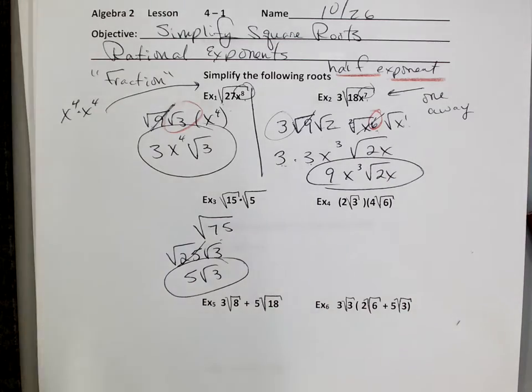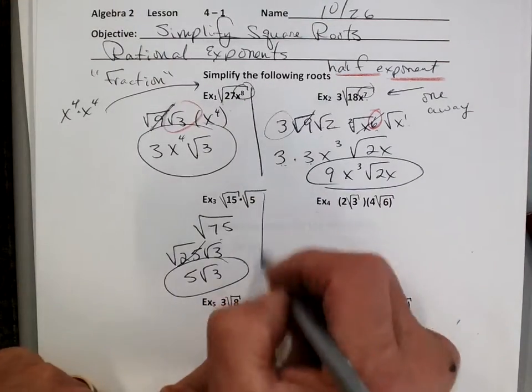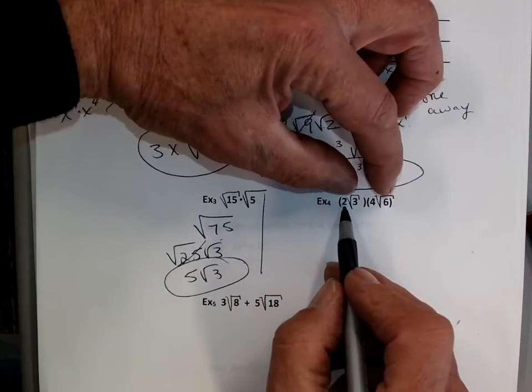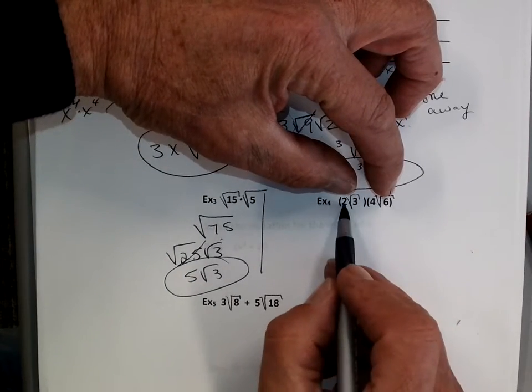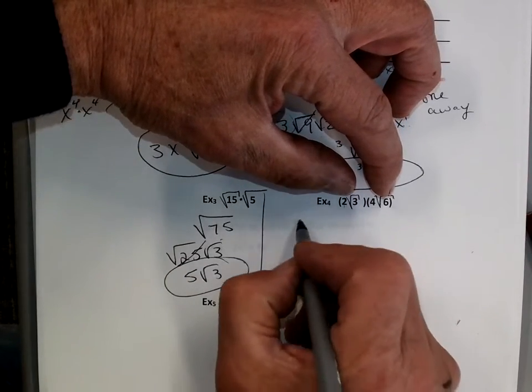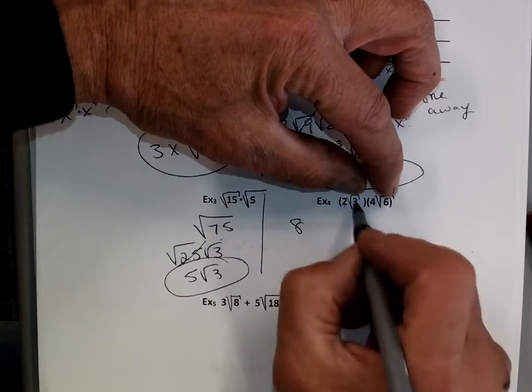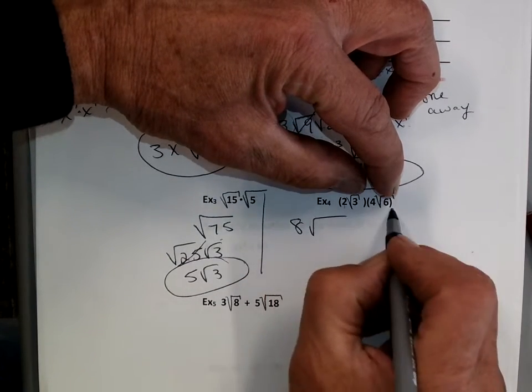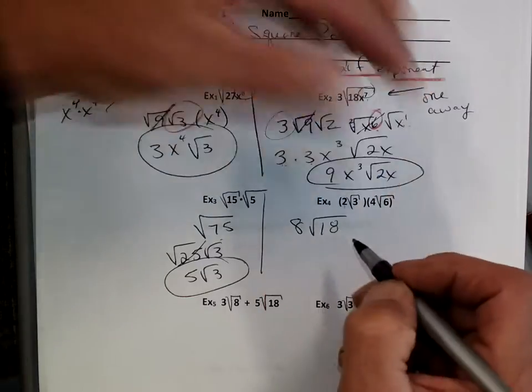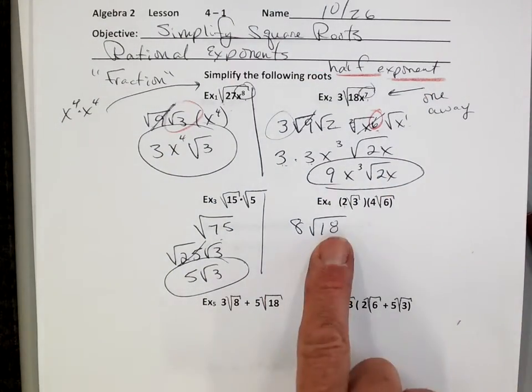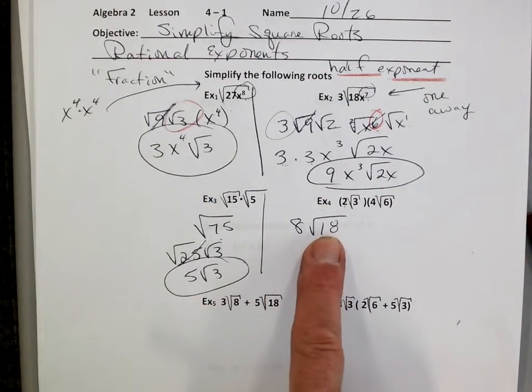Okay, number 4. If I'm going to multiply, then I'm going to multiply my regular numbers, my whole numbers together. 2 times 4 is an 8, and I'll multiply my square root numbers together. Square root of 3 times square root of 6 is square root of 18. Now again, if I've got a square root of 18, maybe I can reduce it. I'd like to reduce it by finding good multiples.